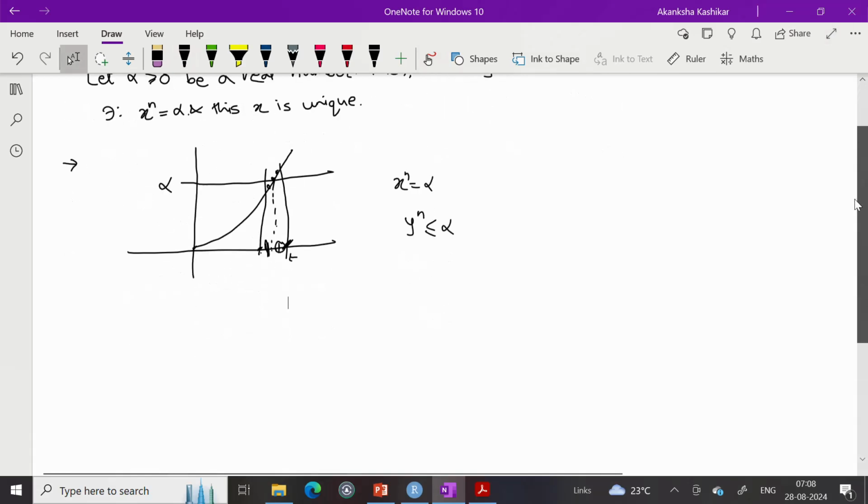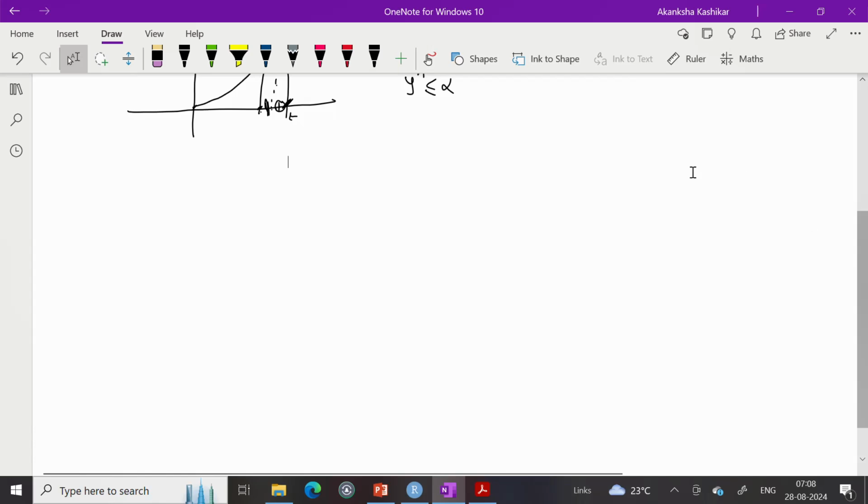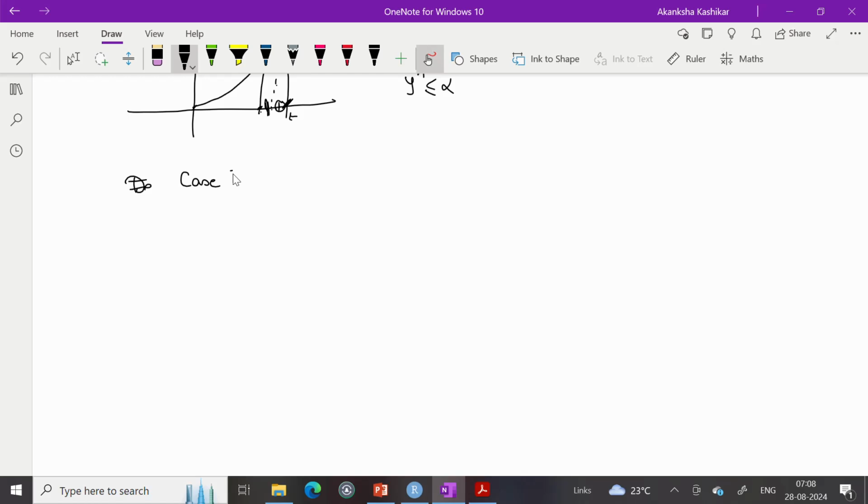So let us now formally write the proof. By the way, we will consider alpha greater than 0 because alpha equal to 0 is obvious, the answer is 0. So case 1, alpha equal to 0, then take x equal to 0 and my job is done. X raised to n is alpha. So we have to worry about case 2 where alpha is strictly greater than 0.